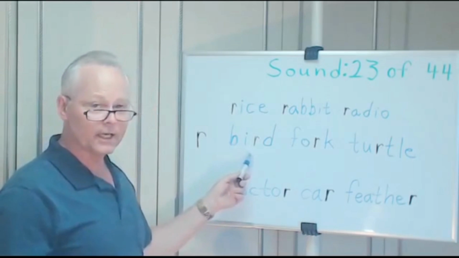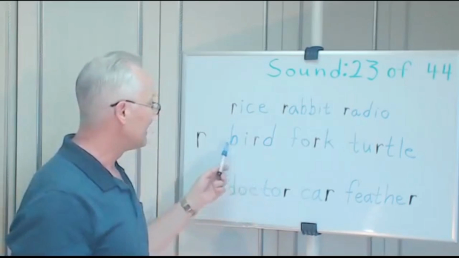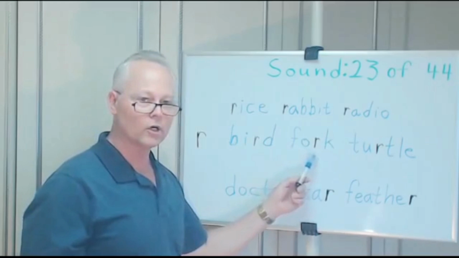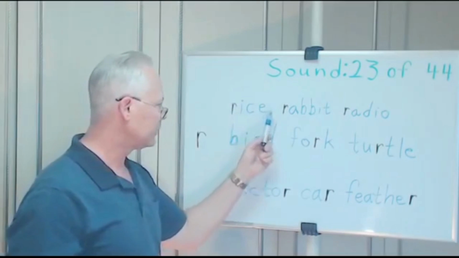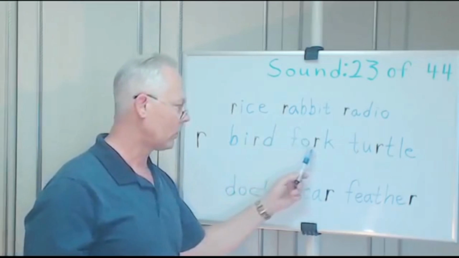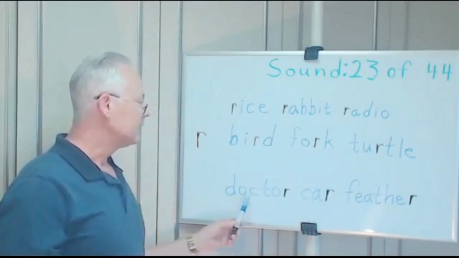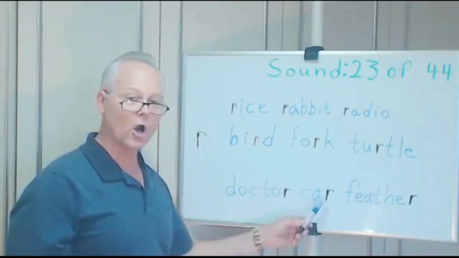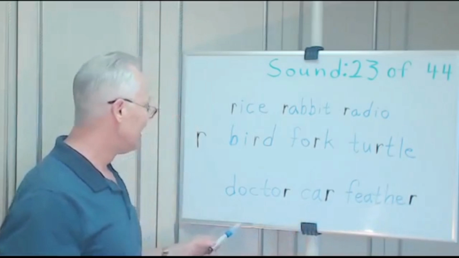You're going to see these letter combinations in other sound numbers. Okay? And you'll see how it comes together. We have fork, bird, rice, rabbit, radio, bird, fork, turtle, doctor, car, feather.